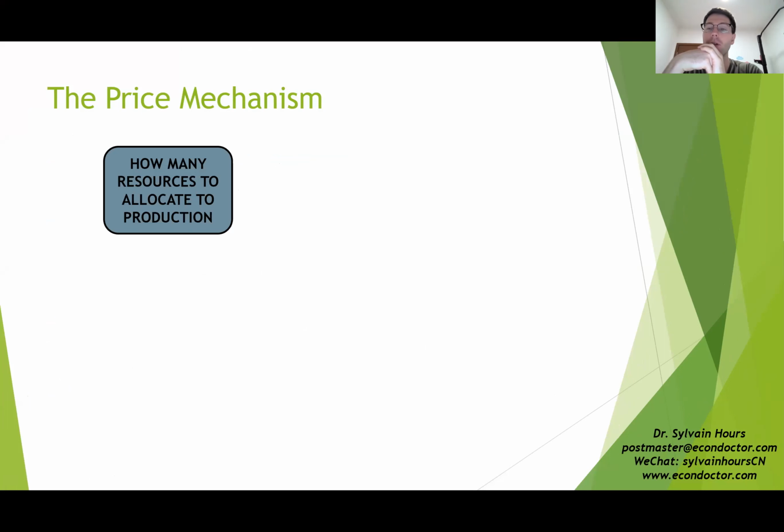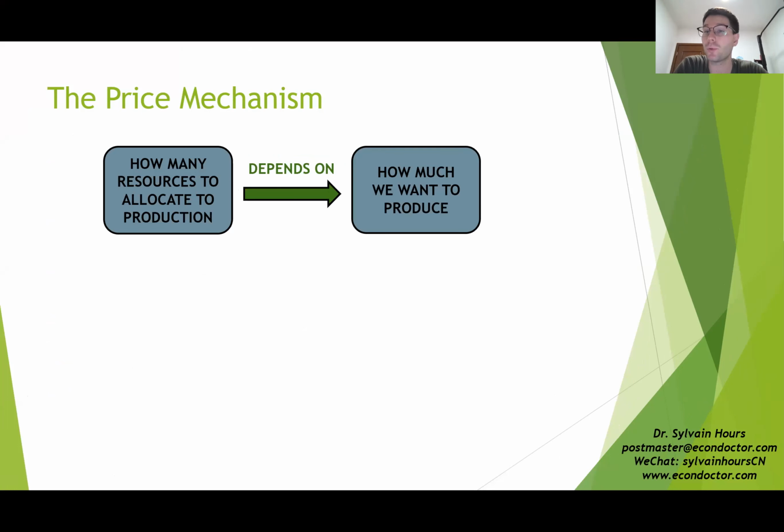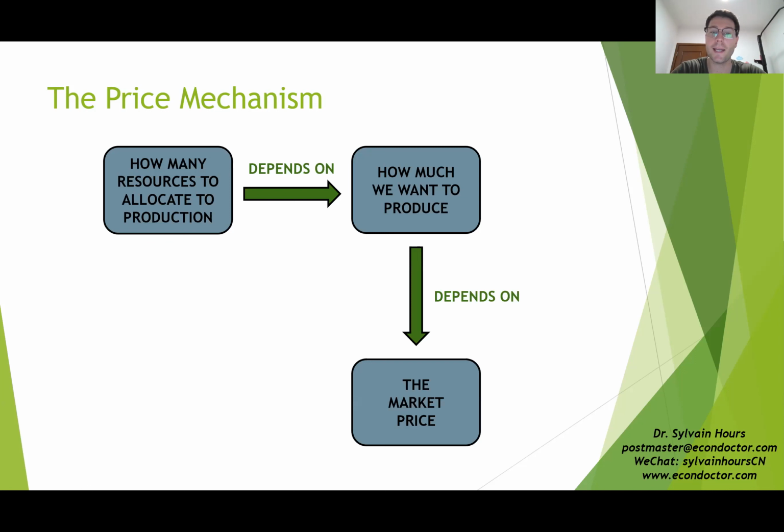Okay. Of course, how many resources to allocate to production depends on how much we want to produce. If we want to produce a large output, we need to allocate a lot of resources. If we want to produce a low output, we need to allocate just a few resources. That's very simple. So essentially what I'm saying is that this depends on the equilibrium quantity. And the equilibrium quantity depends on the market price, in particular, the quantity that we are going to produce in the market depends on what the market price is.